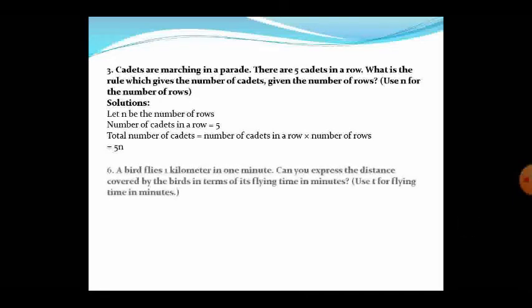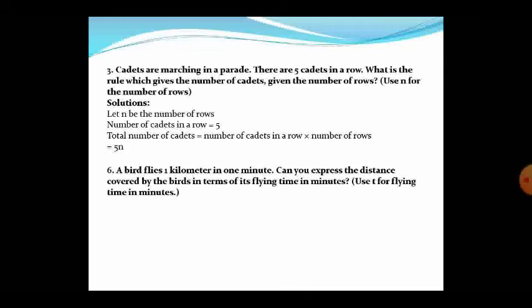That's it. No need to find the value. You only have to write the pattern. Number of cadets in a row, how many cadets are there? There are 5. So 5 into the number of rows. That is 5 into N.